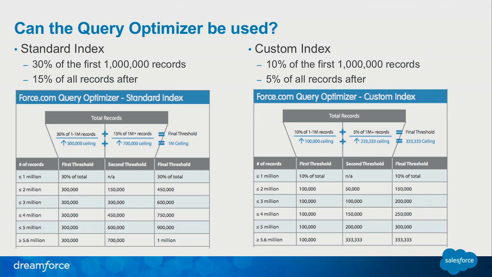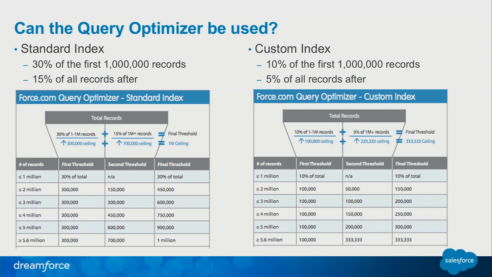So what is a selectivity threshold? That means the where part of your select statement, or your query, needs to match the first 30% of the first 1 million records. In our case, if you have 500,000 closed won opportunities, even though you're using an index, Salesforce is going to say, I know you're using an index, but it's quicker for me to just scan everything because you have half the data as that index. And then for large data orgs, you also need to meet 15% of all records after.